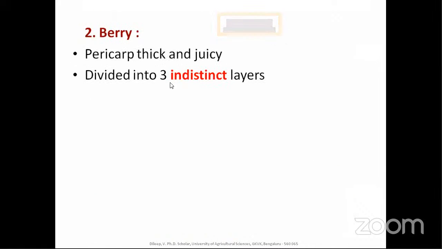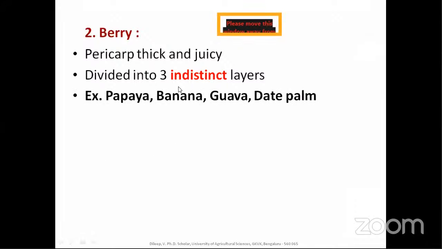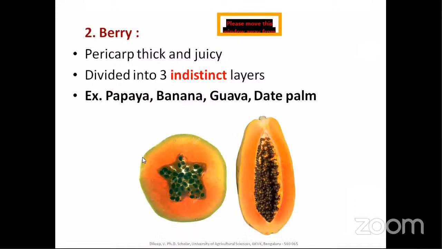And coming to berry, what are the characteristics? The pericarp of the berry will be thick and juicy, and it is divided into 3 indistinct layers. So you won't see any distinct separation between the layers. Examples: papaya, banana, guava, and date palm. I will show you the picture. This is papaya, a transverse section. Observe, there is no clear-cut demarcation. The outer portion is fused with the mesocarp, and the mesocarp is almost fused with the endocarp. And inside the endocarp, seeds are present.